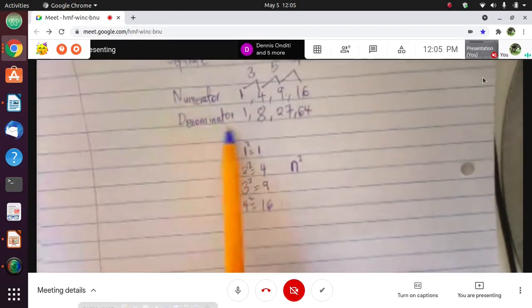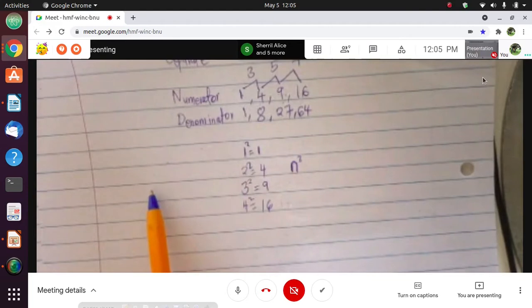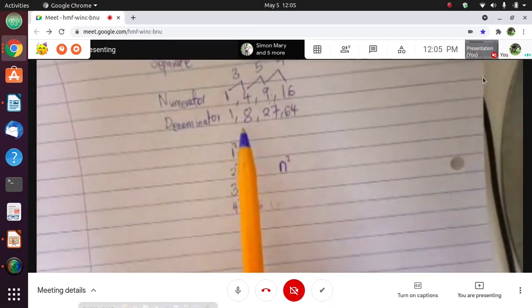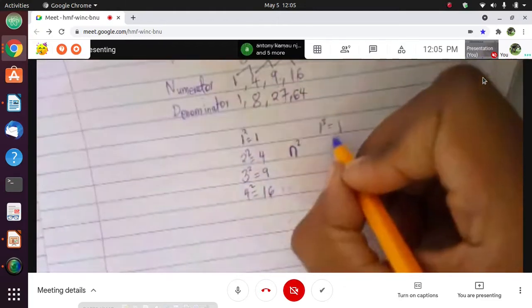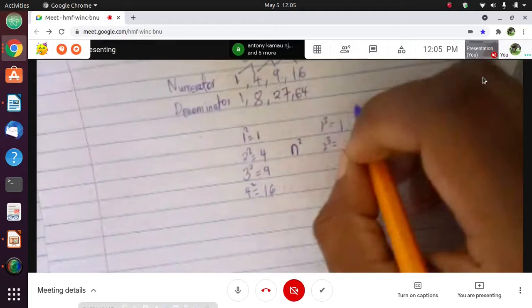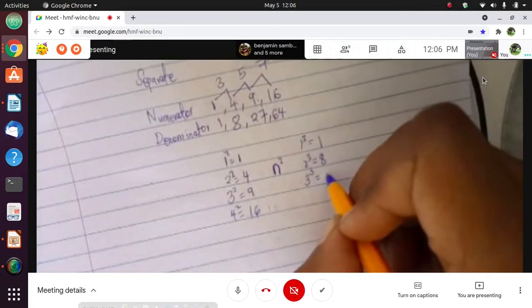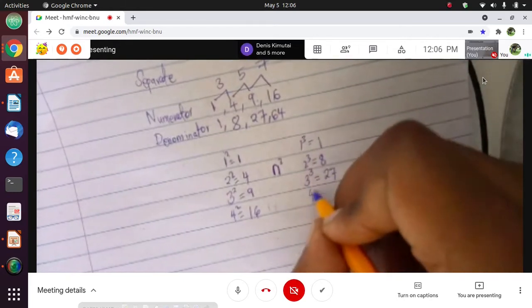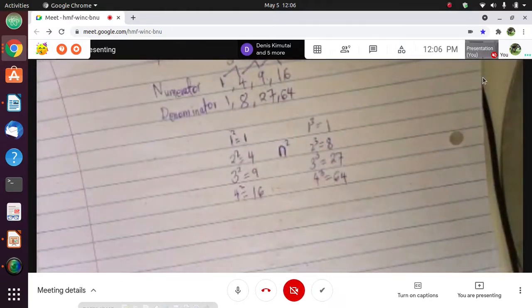Look at the denominator. It is neither a geometric nor an arithmetic sequence, but it is a set of perfect cubes. 1 cubed will give us 1. 2 cubed will give us 8. 3 cubed will give us 27. 4 cubed will give us 64. I don't know if we see that.